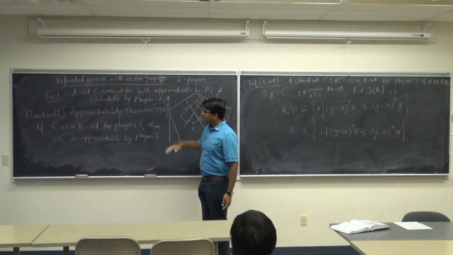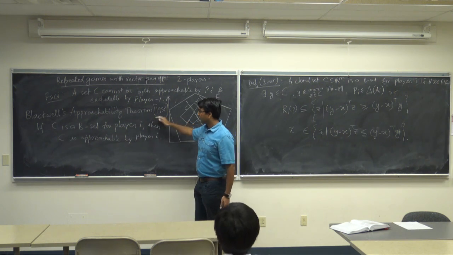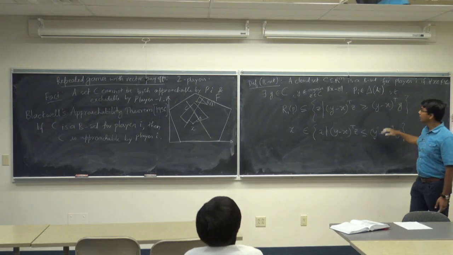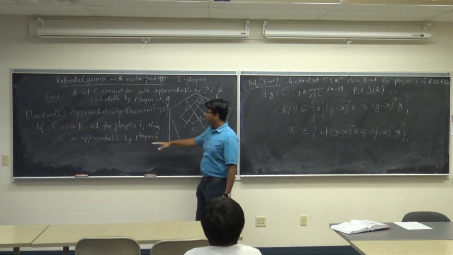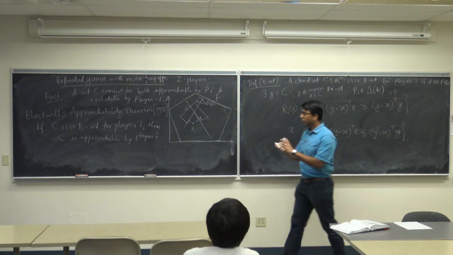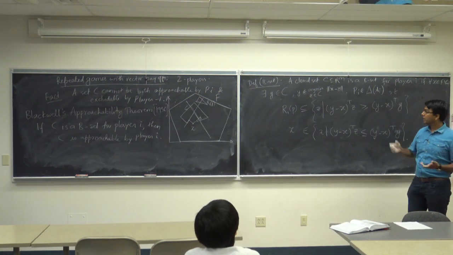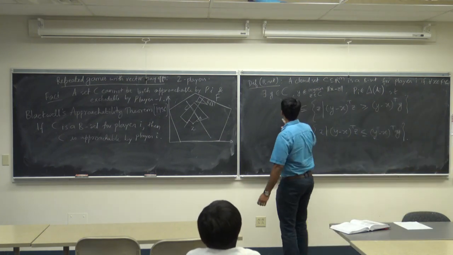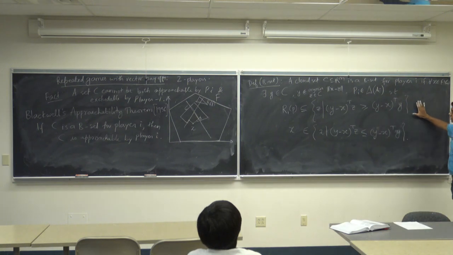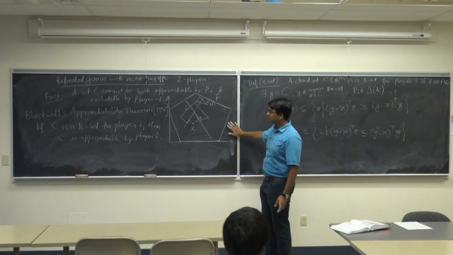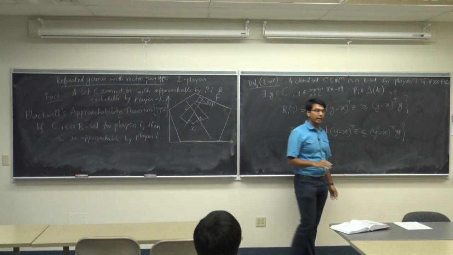But that's the idea behind Blackwell's approachability theorem, that as long as you can come up with a closed set C and you can prove that it's a B set for the player, then you know that that player can achieve that particular payoff vector as long as that payoff vector is within the set C. Okay? C doesn't have to be a convex set. It can be any non-convex set. All it needs is to make sure that your R1 of P lies on one side of the hyperplane and X lies on the other side of the hyperplane. That's all that is needed. Okay, any question about that?